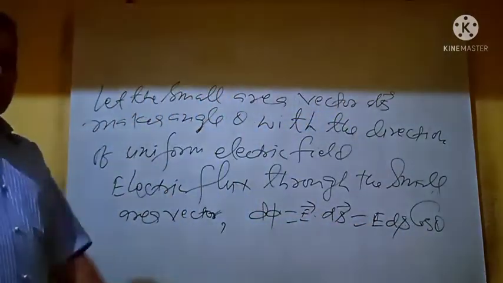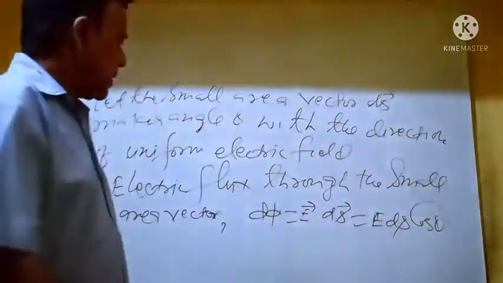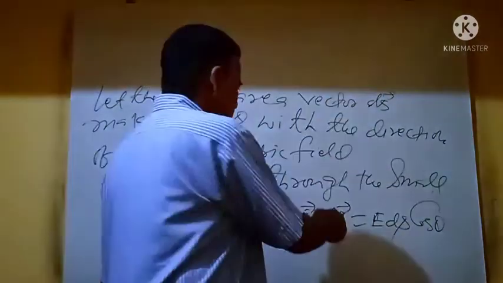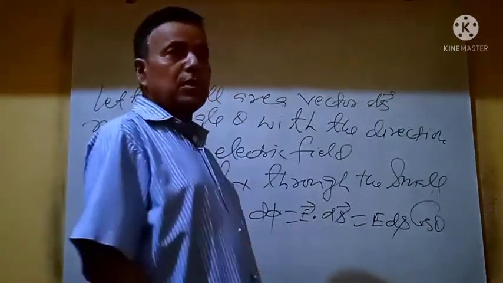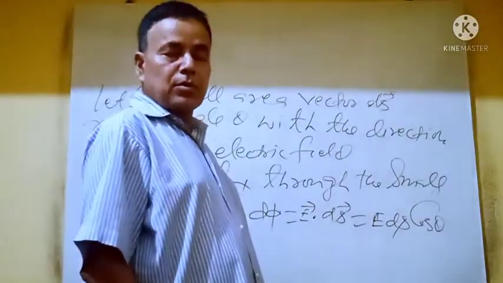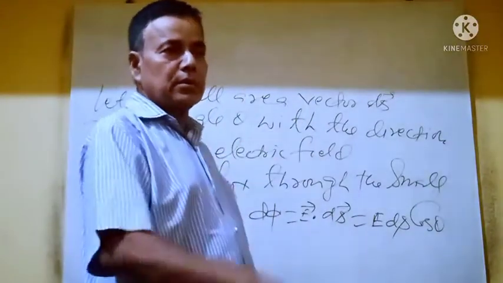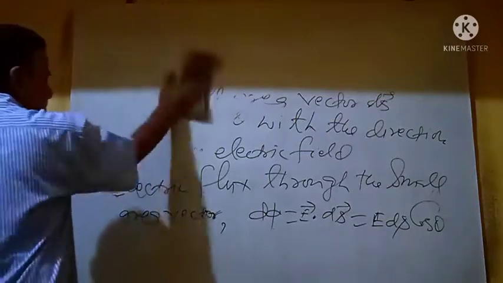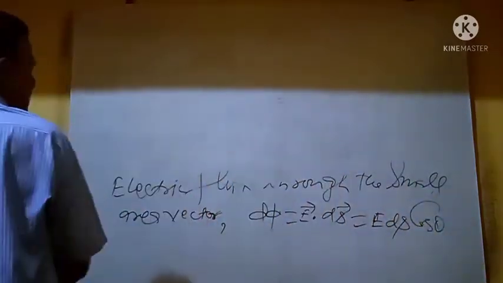Electric flux is a scalar quantity. Electric field is a vector quantity, and the plane area is also a vector quantity, and the dot product of two vectors is a scalar quantity. So we write d phi is equal to E dot ds. Now, what is the total electric flux? It will be integrated. So we will get the total electric flux through the whole area.